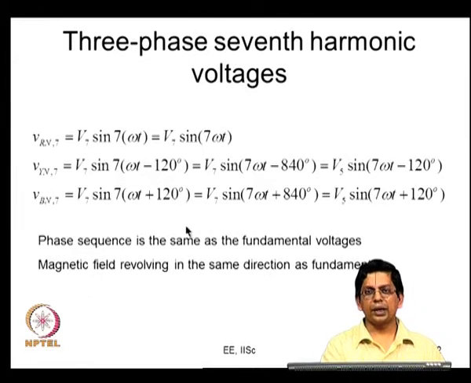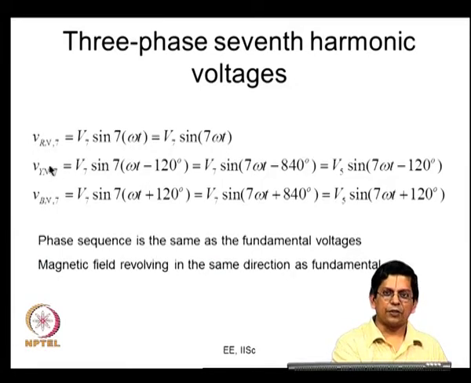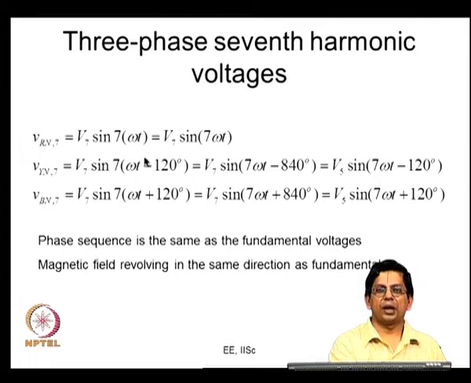Now, let us also look at the seventh harmonic voltage. In the R phase we will call it VRN,7. As we have seen, VRN stands for the R phase line to neutral instantaneous voltage. This 7 stands for the harmonic order. So, this is the seventh harmonic component. In the same way we have VYN,7 and VBN,7. Let us say the amplitude of the seventh harmonic component is V7. So, VRN is V7 sin 7 omega t.